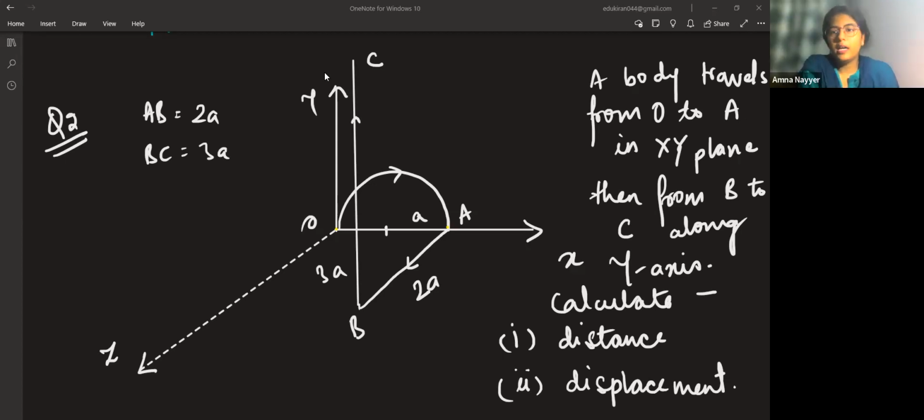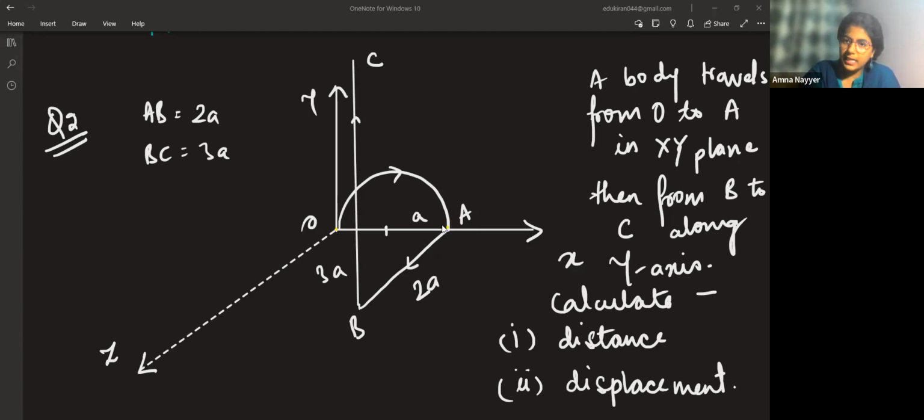All right. Now see, this question says that a body travels from O to A in the XY plane, then from B to C along the Y axis. You have to find out the distance and the displacement. See, first the body moves like this in the XY plane, then it comes forward parallel to the Z axis like this.